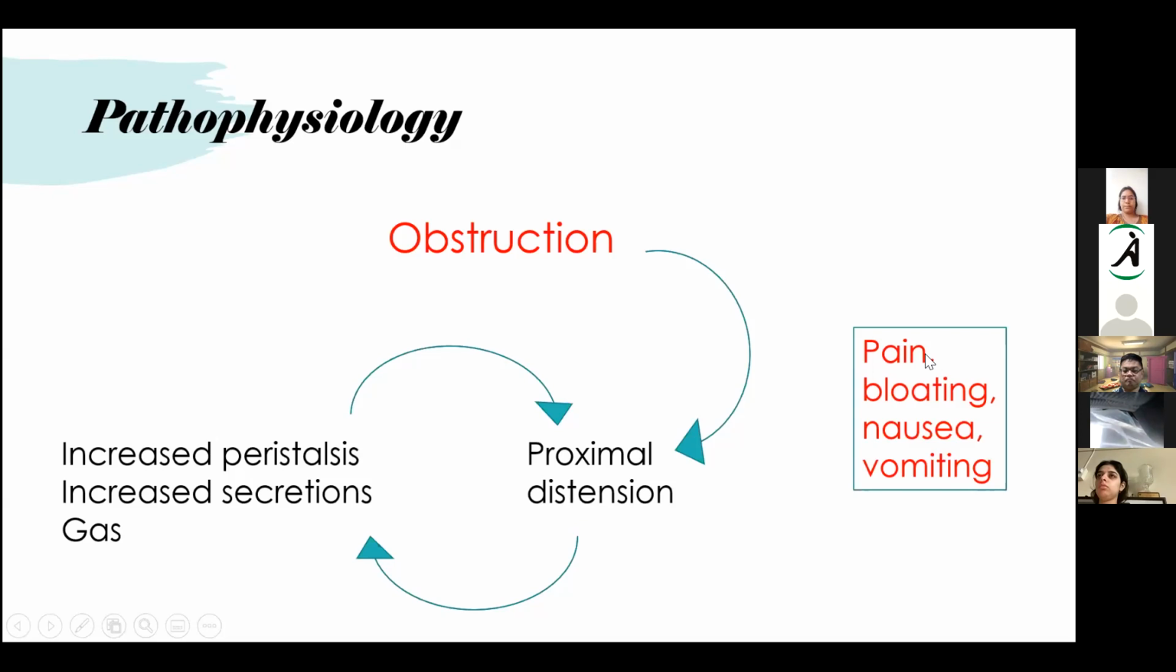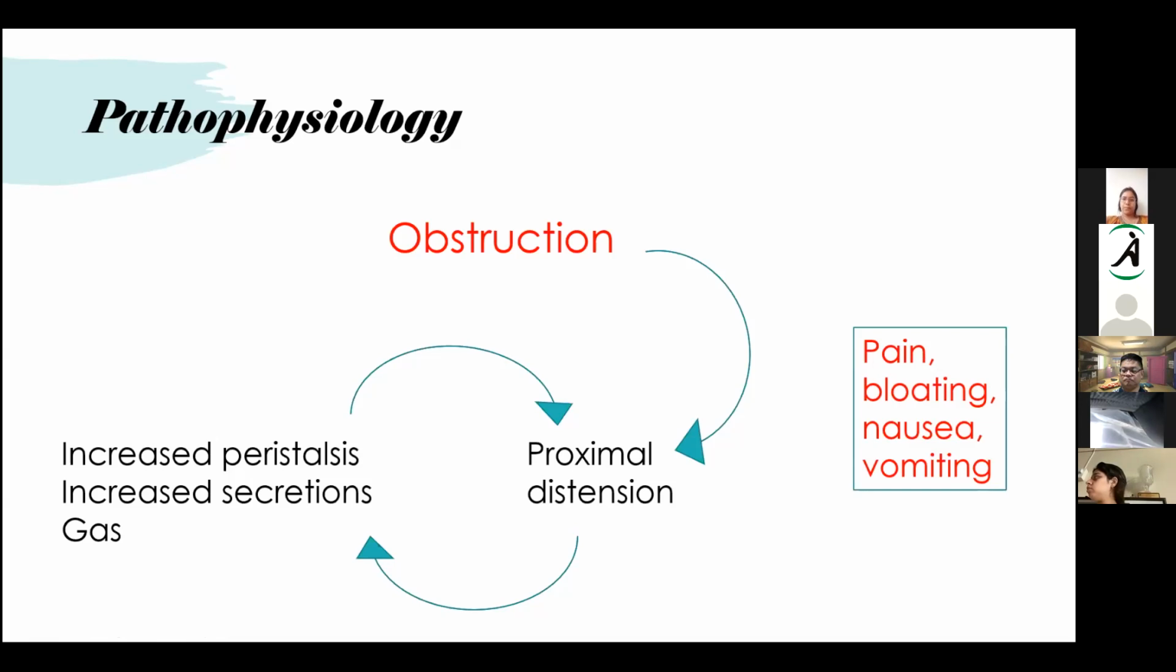Mostly colicky pain, because the bowel will be continuously contracting against the resistance. So it will cause some pain. There will be bloating. Why is there bloating? Because there is accumulation of contents. Whenever there is accumulation of contents anywhere in the body, there will be bacterial overgrowth. The bacterial overgrowth will produce gas, which will again increase the distension. So there is a sensation of bloating and nausea.